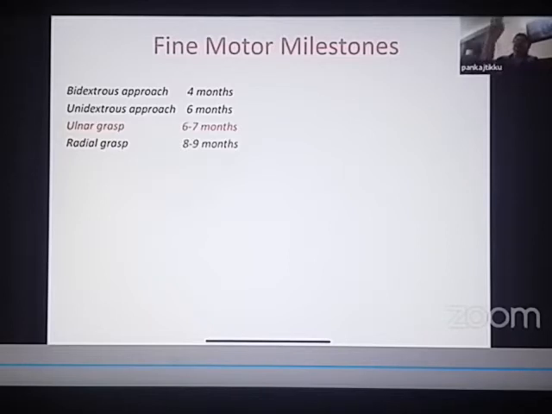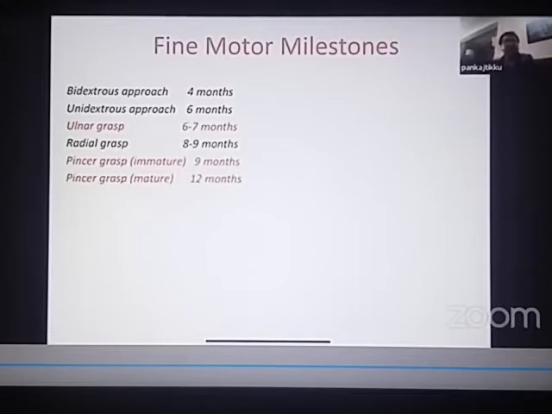Finally comes the pincer grasp. This is the pincer grasp between the thumb and the index finger. Pincer grasp. This is achieved at the age of 9 months, but this is immature pincer grasp. So when does a child achieve a mature pincer grasp? It is at the age of 12 months.